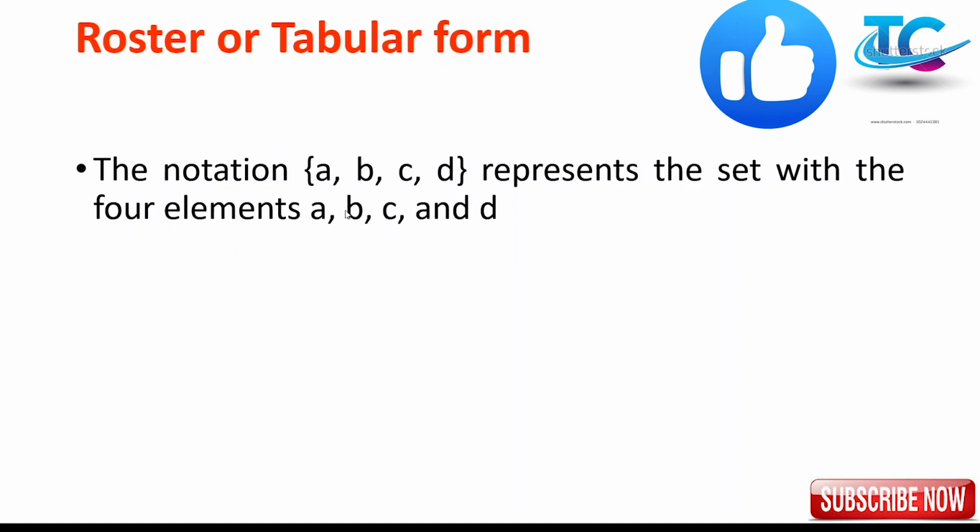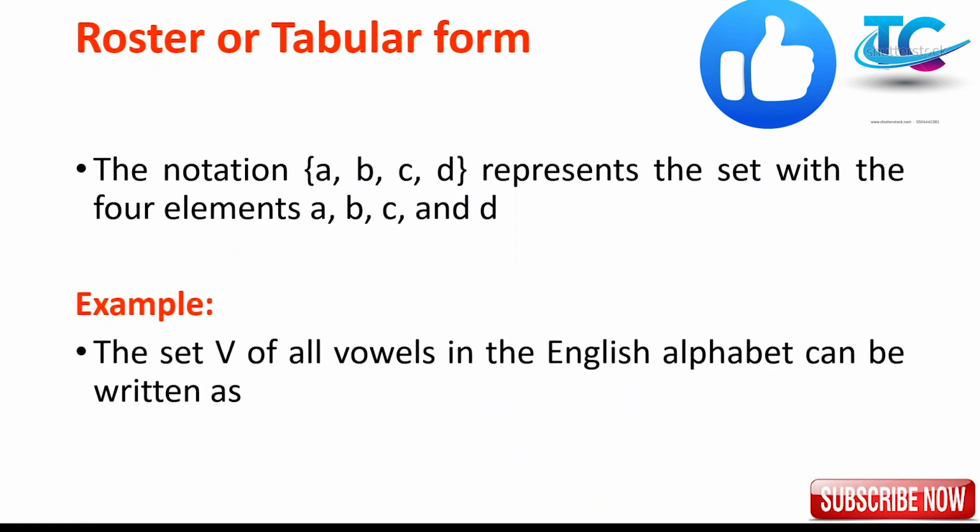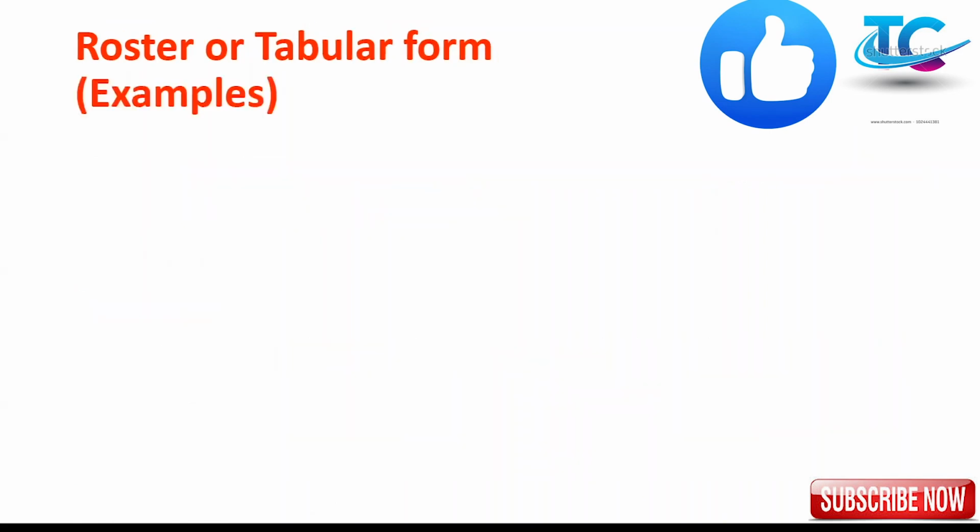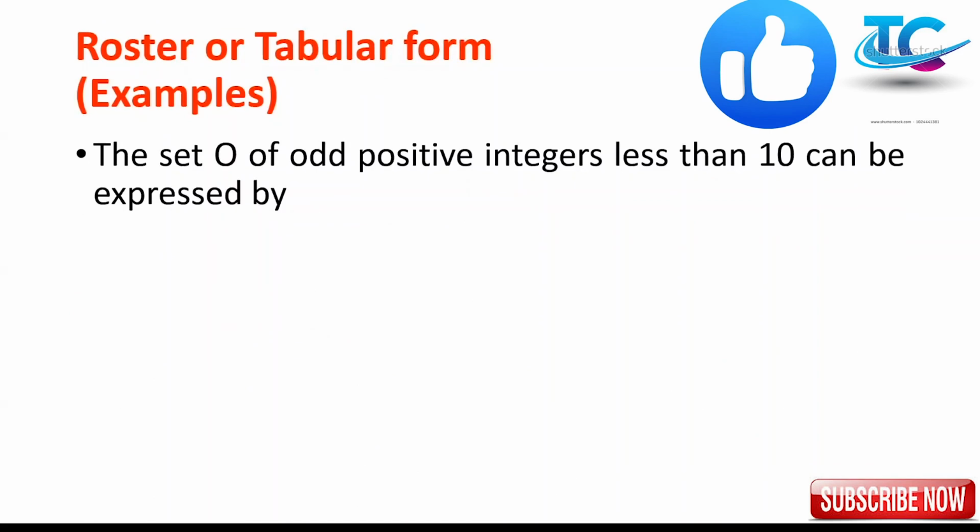Let's see some examples. Like the set of vowels in the English alphabet. Under curly braces, we write all the vowels. So this represents the set of all vowels. Let's have some more examples. Like the set of odd positive integers which are less than 10. It can be expressed like this: all odd positive integers which are less than 10. So 1, 3, 5, 7, 9 are the elements written in curly braces and separated by commas.